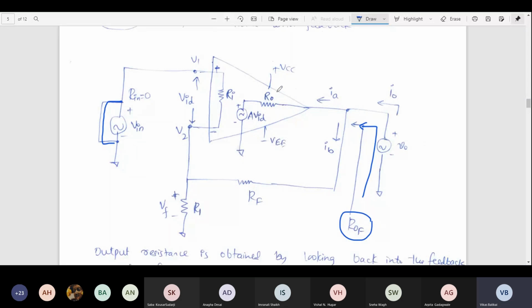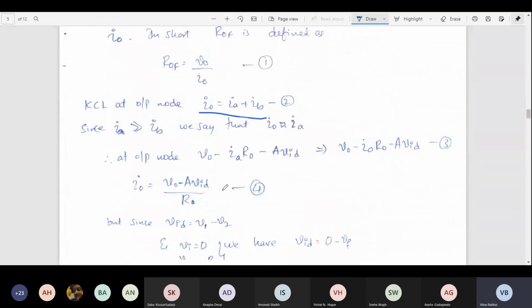Right now we have figured out the expression for RO. The output resistance of the voltage amplifier will always be less. So if RO is small, more current will flow here. And we have also seen that the feedback resistance RF will be very, very high. If resistance is very high, then current will be very low. So that means IA is much greater than IB. That's what I have written over here.